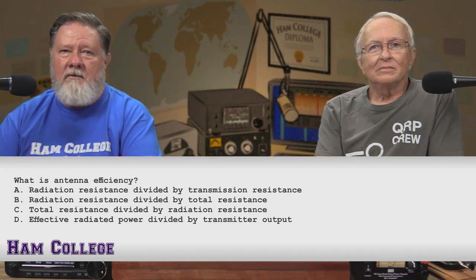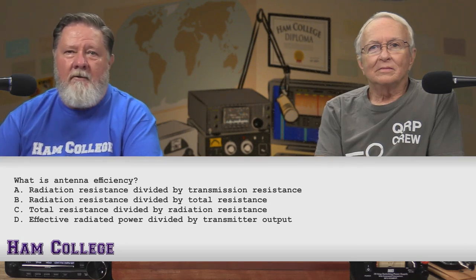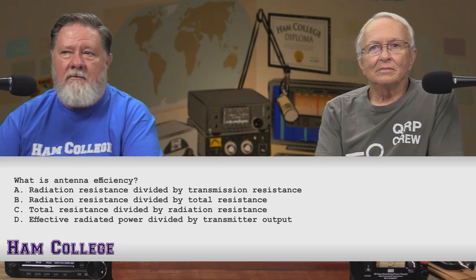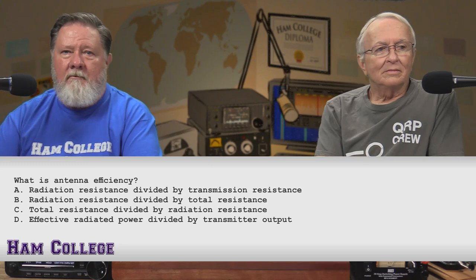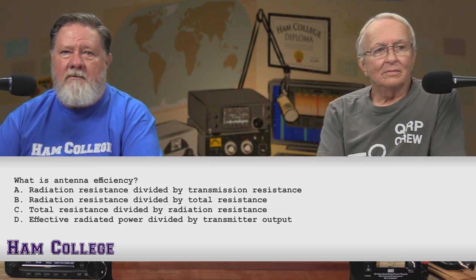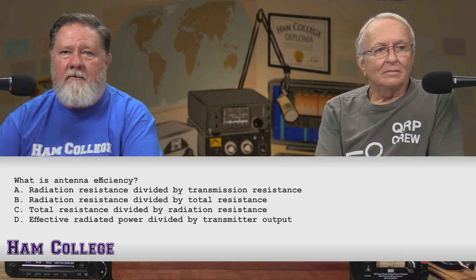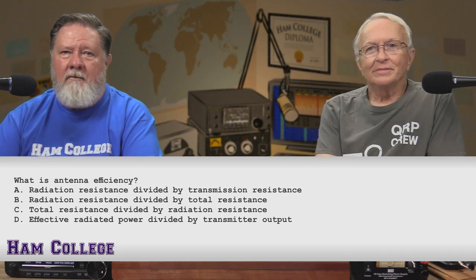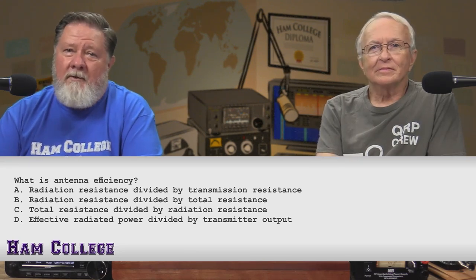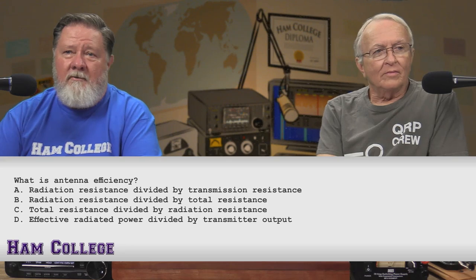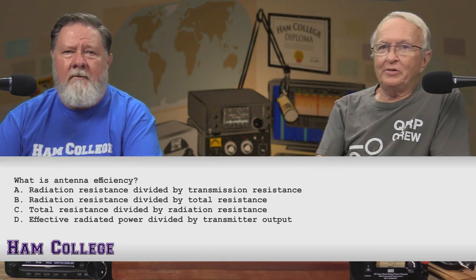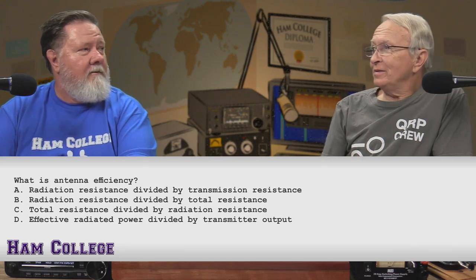Antenna efficiency. I'm going to have to think about this one because I don't know right off the top of my head. Radiation resistance divided by transmission resistance. Radiation resistance by total resistance. Total resistance divided by... I'm going to go with D. It may be wrong, but I'm not sure. And you would think it's D, obviously, but it's not. It's B.